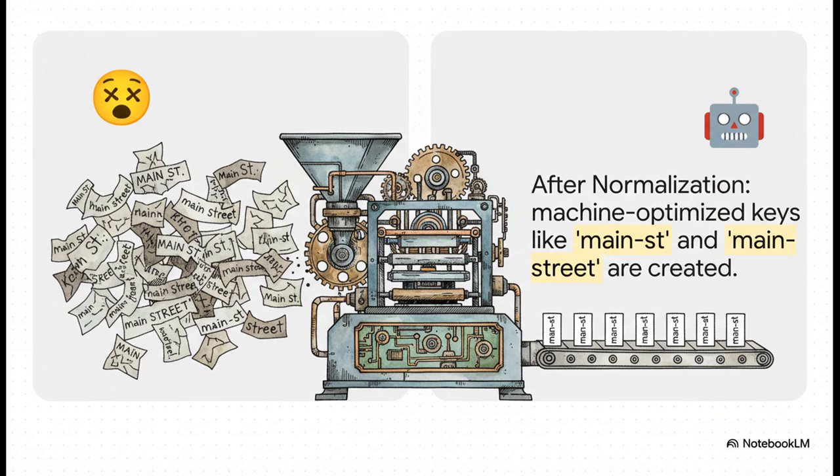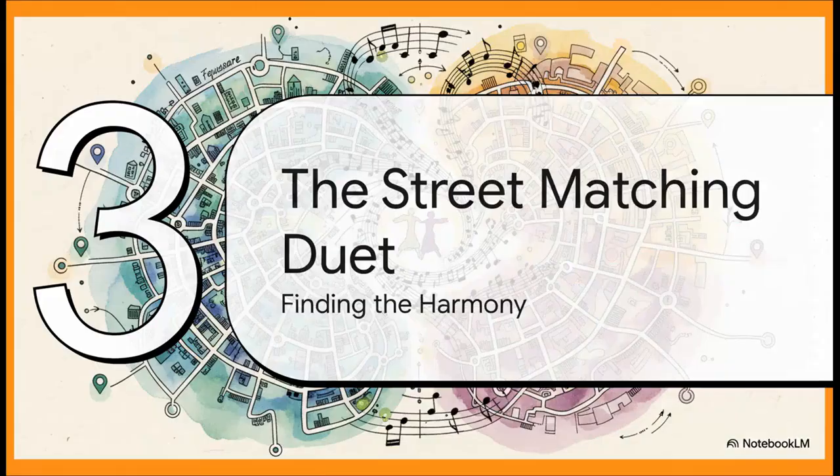It takes all those messy versions we talked about, Main Street with the period, Main Street with weird spacing, and turns them into these clean, machine-friendly keys. This is the secret sauce for getting everything to match up later. Okay, so the instruments are all tuned. Now we get to the heart of the performance, the street matching duet.